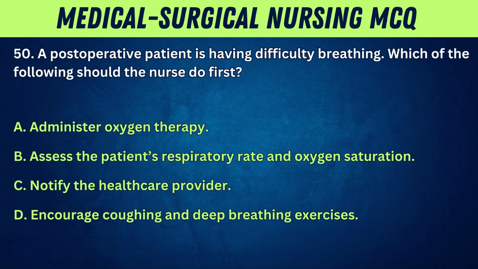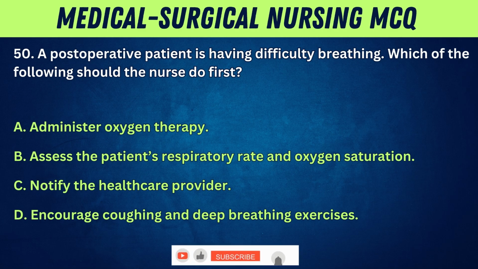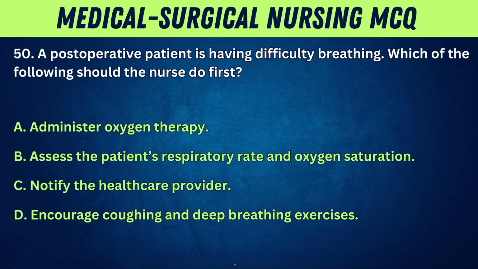50. A postoperative patient is having difficulty breathing. Which of the following should the nurse do first? A. Administer oxygen therapy. B. Assess the patient's respiratory rate and oxygen saturation. C. Notify the healthcare provider. D. Encourage coughing and deep breathing exercises.